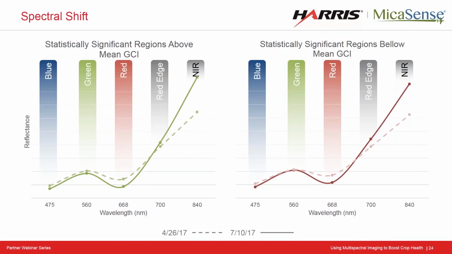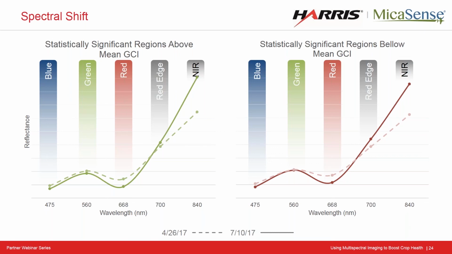So using ENVI Crop Science, we can then pull the spectra out from those red and green regions, as well as the mean region if you're so interested. And then you can analyze that, comparing it side by side. So over on the left-hand side of the screen, we have the green regions, and then over on the right-hand side of the screen, we have the red regions. That solid line represents later in the season, and the dotted line represents everything earlier in the season.